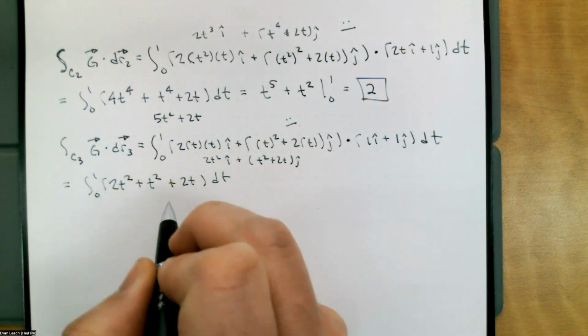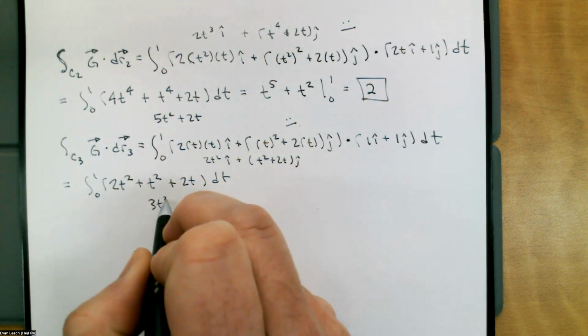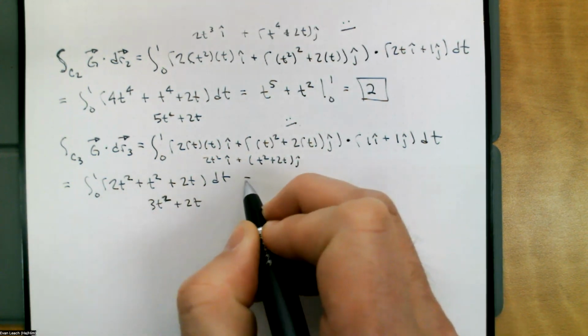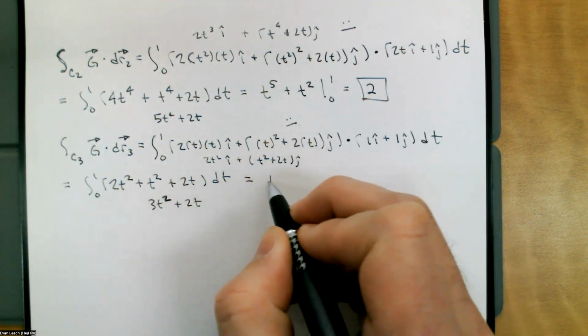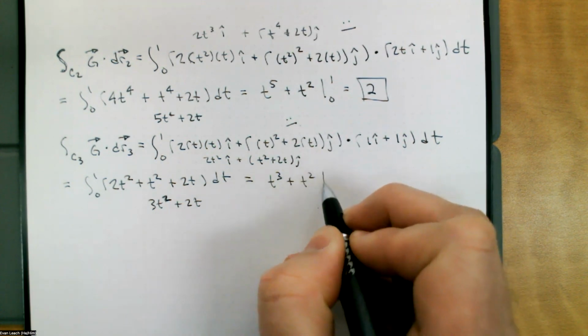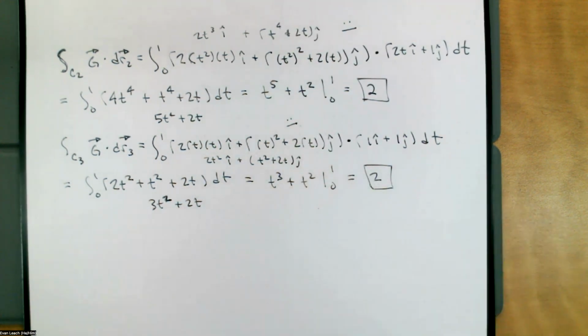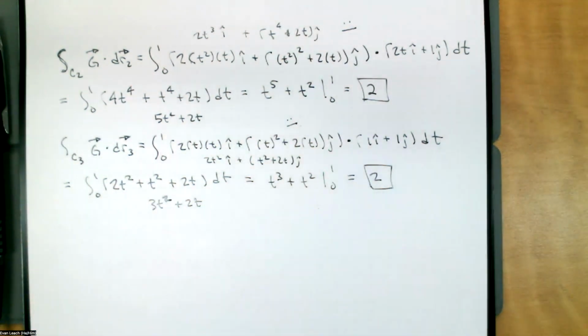This 2t squared and this t squared make a 3t squared plus the 2t. So I'm integrating a t to the third plus a t squared from 0 to 1, and we get 2. 2 again. Because now I started using the vector field that I had intended to use, not the one that I had messed up.